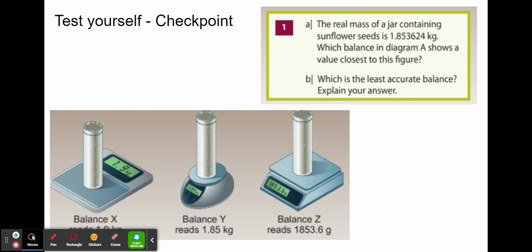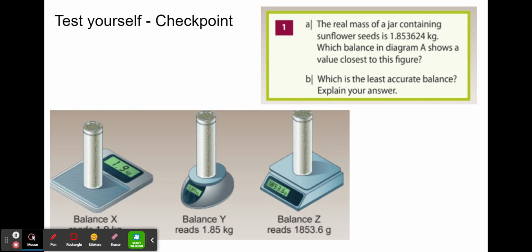Now, on this slide, I have a little question which will allow you to test your knowledge on this topic. You can see there are three balances, or three scales, but often we refer to them as balances. Balance X, balance Y, and balance Z. I want you to look at those three, and then read the two questions which are on the right-hand corner of the screen.